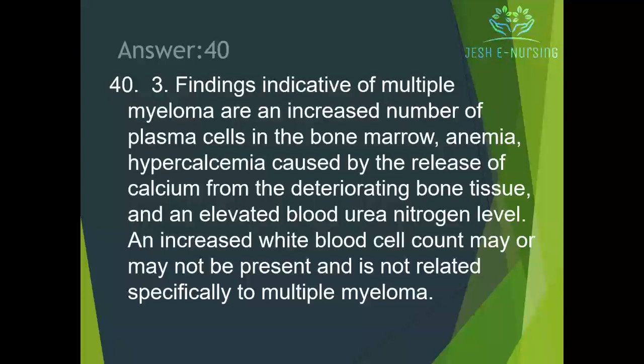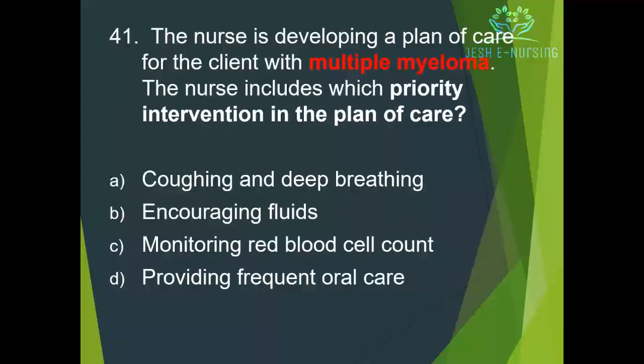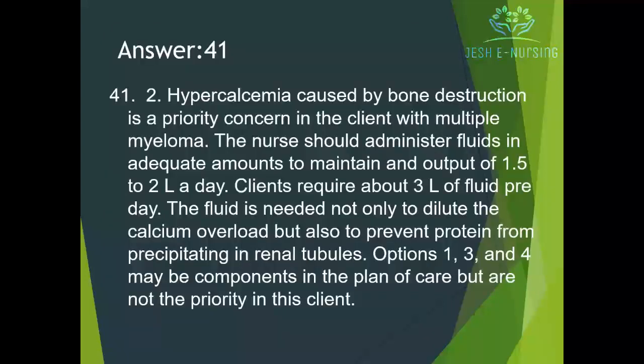Because of the increased number of plasma cells in the bone marrow, anemia will be there, and hypercalcemia is caused by the release of calcium from the deteriorating bone marrow. Next question, the nurse is developing a plan of care for the client with multiple myeloma. The nurse includes which priority intervention in the plan of care? Answer is 2.